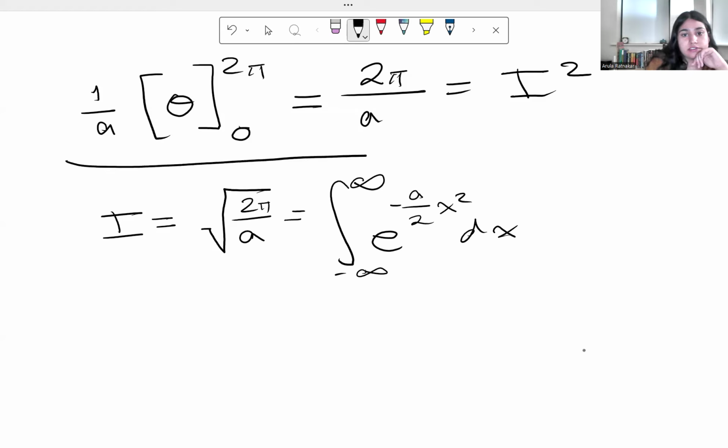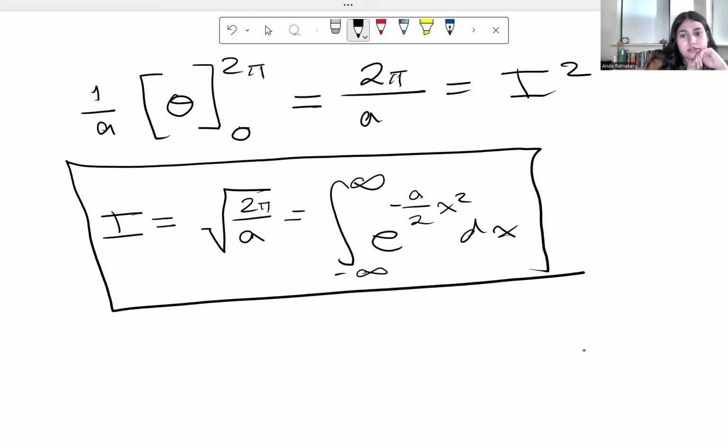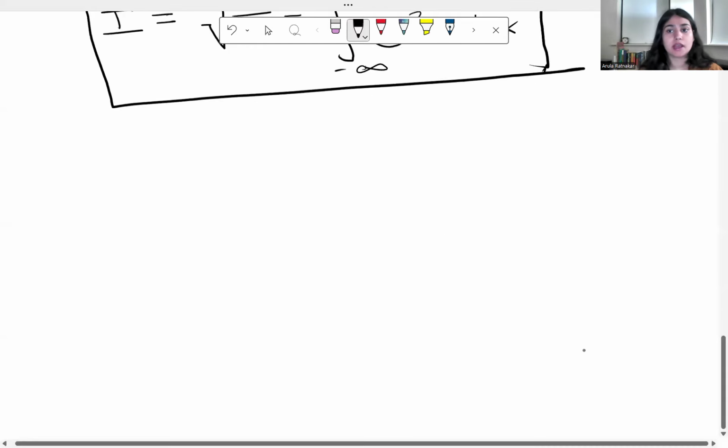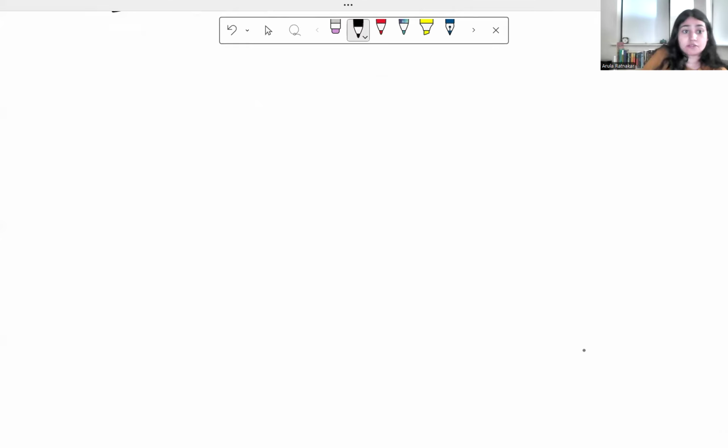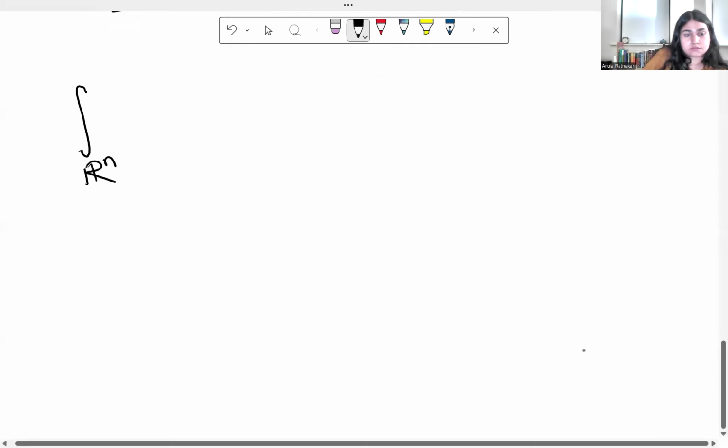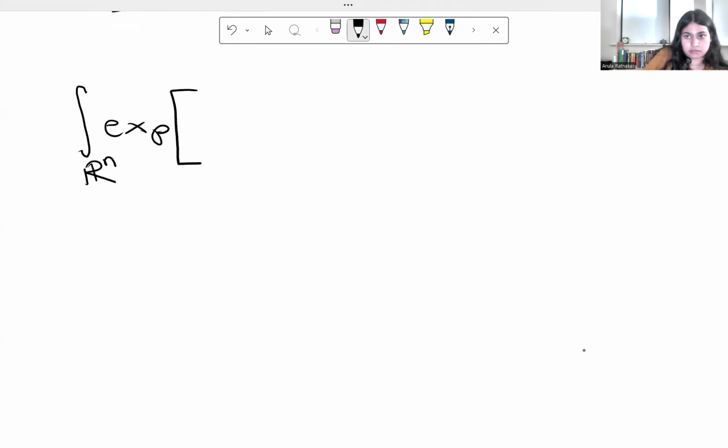Okay, so we've just shown that in the univariate case, our Gaussian integral equals this quantity, the square root of 2 pi over a. And now let's go back to that full n-dimensional case. So just write it again. The exponent, where again, exponent just means e raised to whatever's in this bracket.